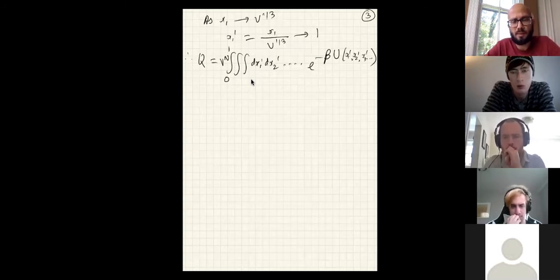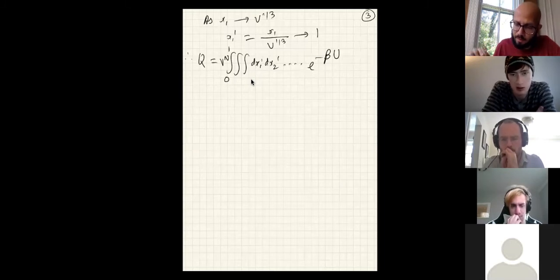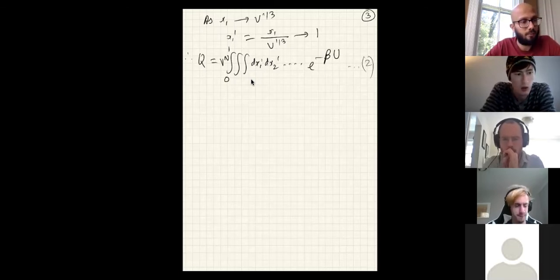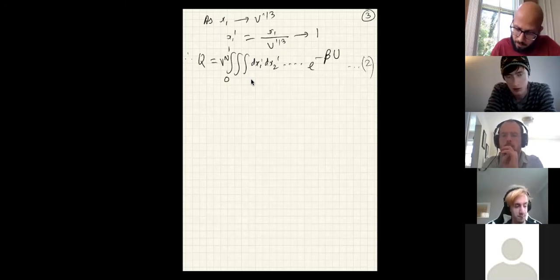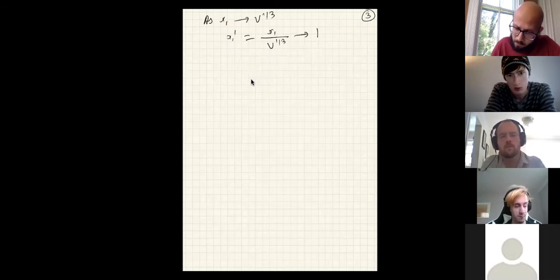Right, but we're doing pairwise interactions, right? Sure, but we haven't done that yet. Right now, it's any potential. Okay, but wouldn't you have to integrate x1 up to some function of x2, x3? No, I don't think so. This is simply a change of variables. Let me write it down. This is a good point, but it's a simple change of variable.